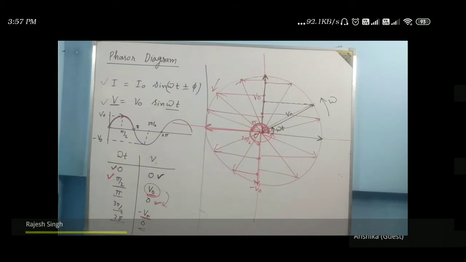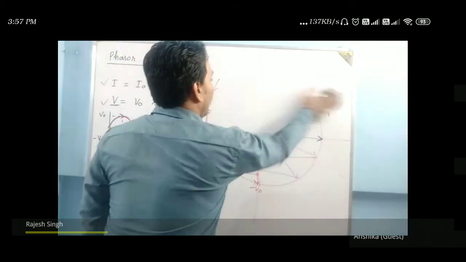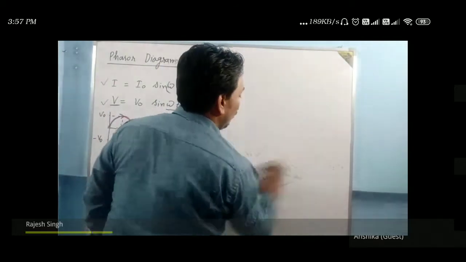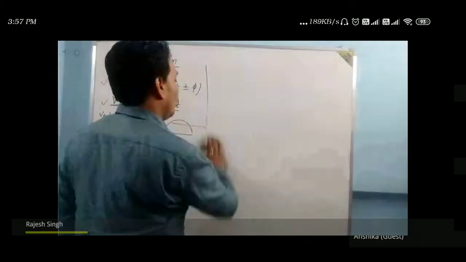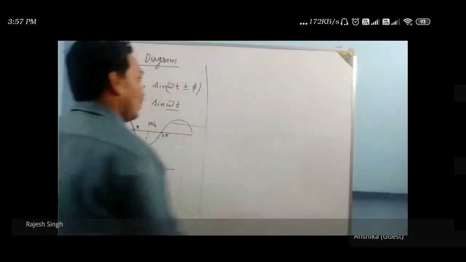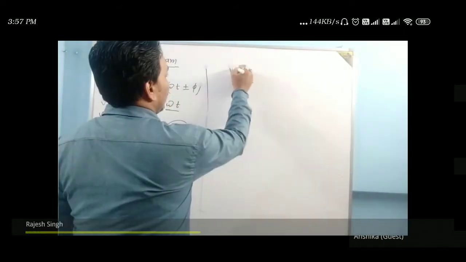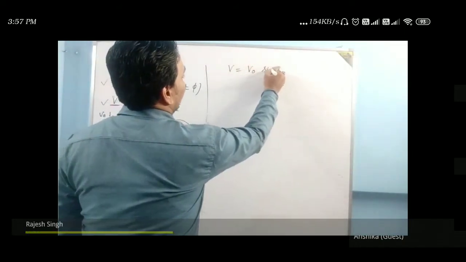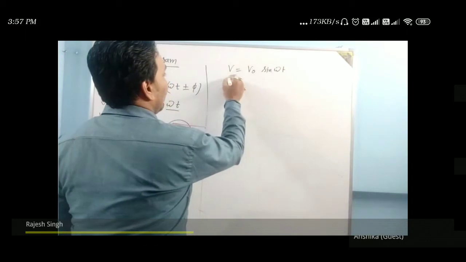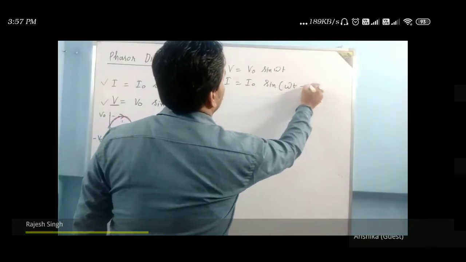Okay, very good. Now just understand, if we represent two quantities together, two quantities means voltage and the current together. Suppose the voltage I am having is V is equal to V naught sine omega t, and the current I am having is I is equal to I naught sine omega t minus phi.